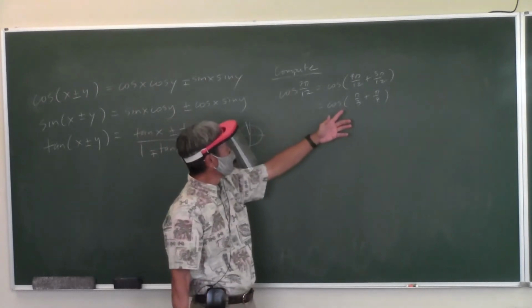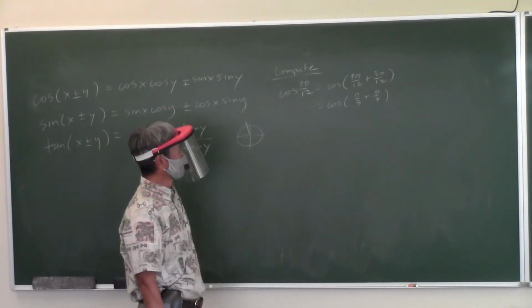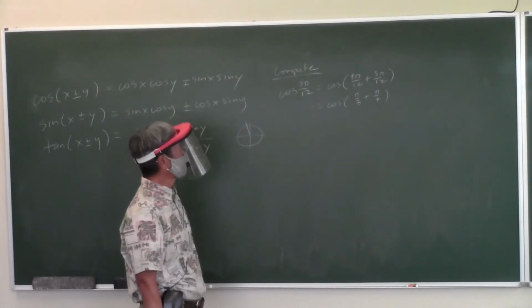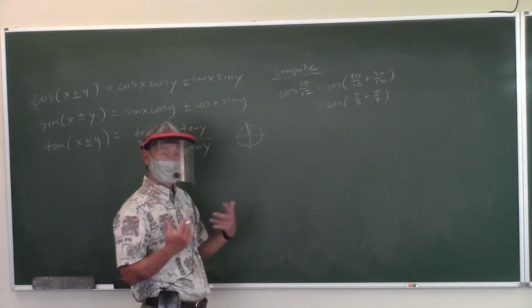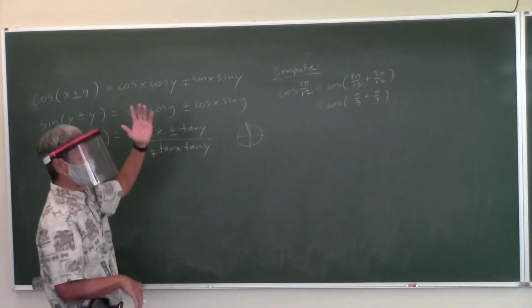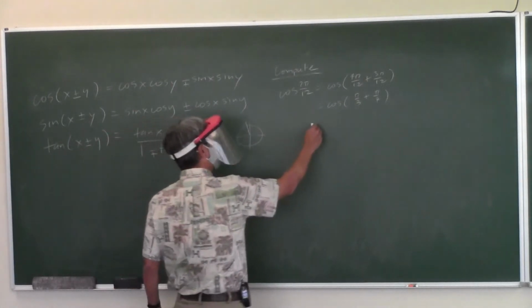That's not the only way. What's another way you could have done it? 9 pi over 12 minus 2 pi over 12. Yeah, so there's an infinite number of ways of doing it. Just get one of them correct. Okay, now apply the identity.